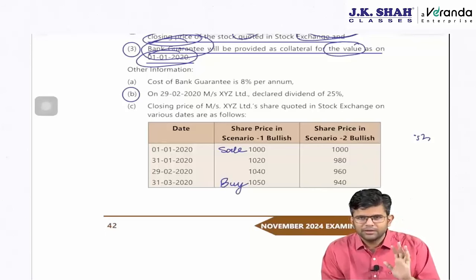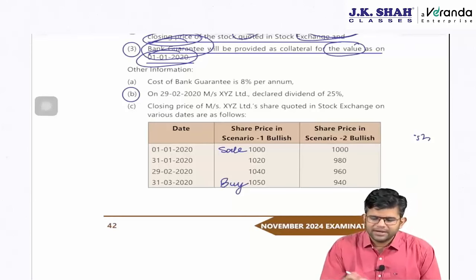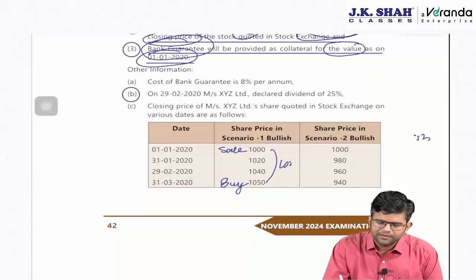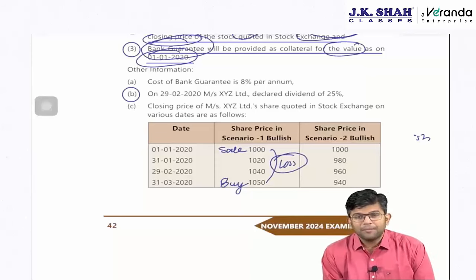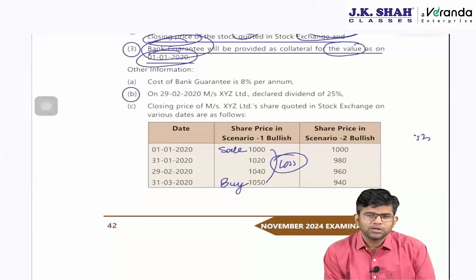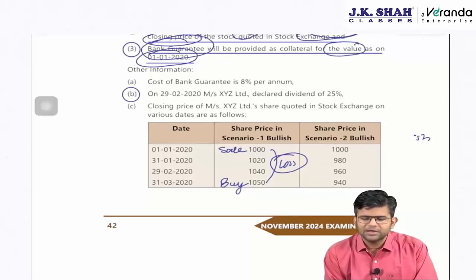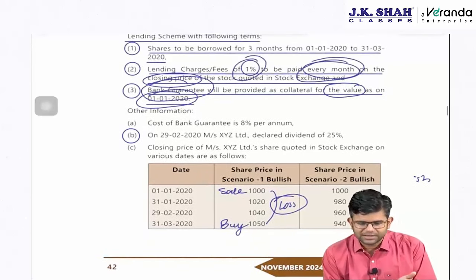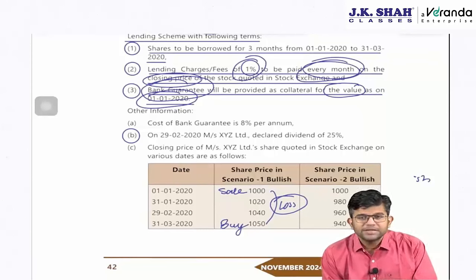So 1000 is the sale, 1050 is the buy. Can I say here there is straight away a loss to ABC? Apart from this loss, do you realize that there are two more charges that ABC has to pay? One is the lending charges, one is the bank guarantee charges. Now lending charges, how much ABC has to pay, we have already discussed, right? What Mr. A earned, that only is what ABC is paying.